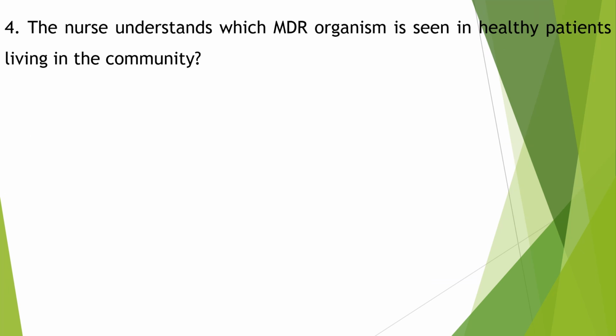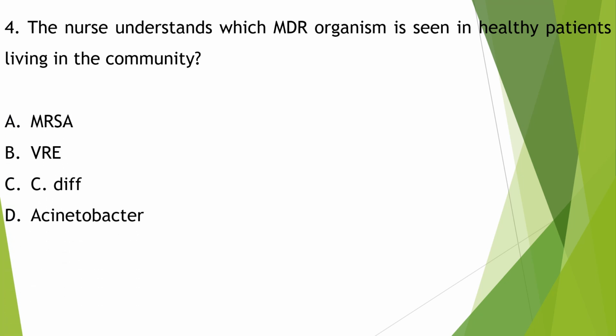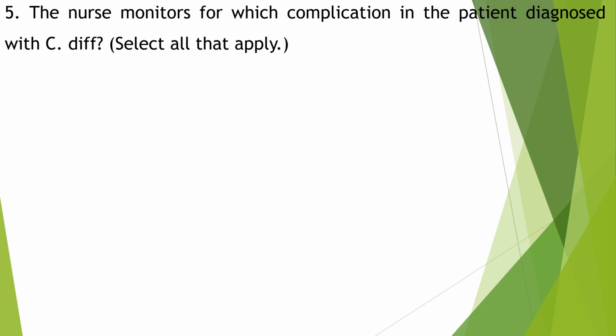The nurse understands which MDR organism is seen in healthy patients living in the community. Is it MRSA, VRE, C. difficile, Acinetobacter? Out of these, methicillin-resistant Staphylococcus aureus is the only MDR organism that is readily seen in the community as well as in the healthcare setting.